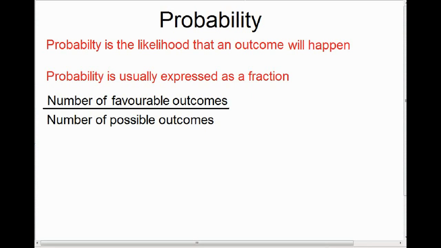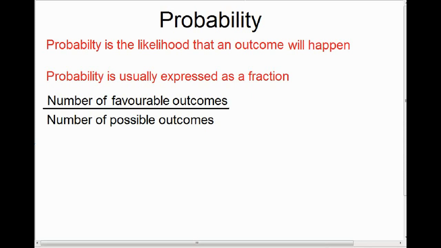The next thing we're going to talk about in our probability unit is probability. We had to introduce probability by talking about how to come up with the number of possible outcomes, because we need to know how to do that before we can talk about how to calculate probability or how to express probability. So first of all, probability is defined as the likelihood that an outcome will happen. And probability is usually expressed as a fraction.